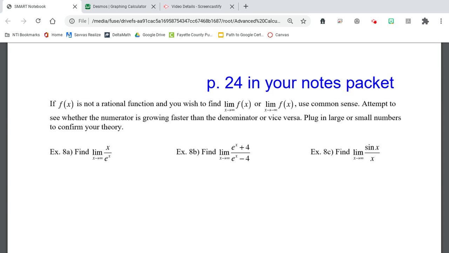Now, these three examples are in your notes packet. Unfortunately, they're the only three that go along with this section. And so you can do these three, but then again, you'll probably want to add some extra paper behind it to give you some more support and more things to look at.